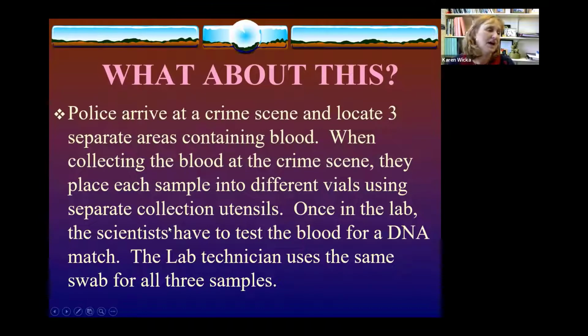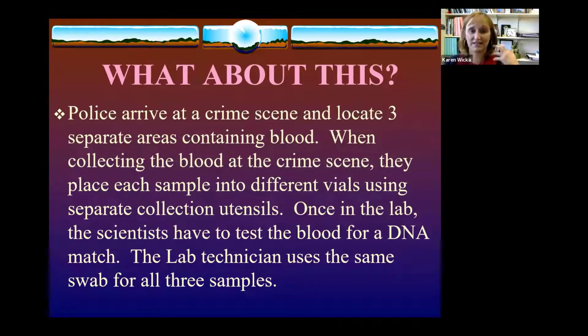Okay, so what about this? Police arrive at a crime scene and locate 3 separate areas containing blood. When they collect the blood at the scene, they place each sample into a different vial using separate collection utensils. Once in the lab, the scientists have to test the blood for DNA, and the lab technician uses the same swab for all samples. So this is the issue now.